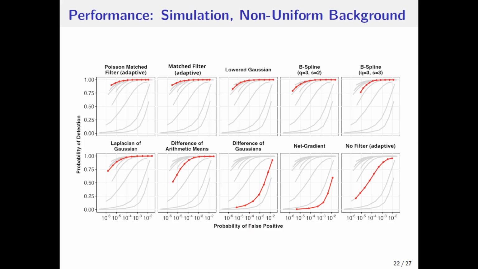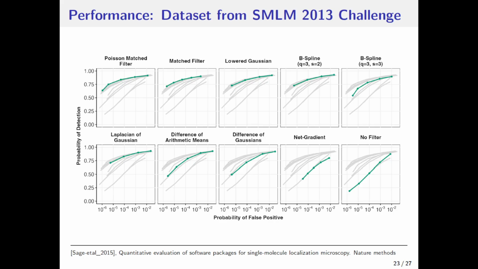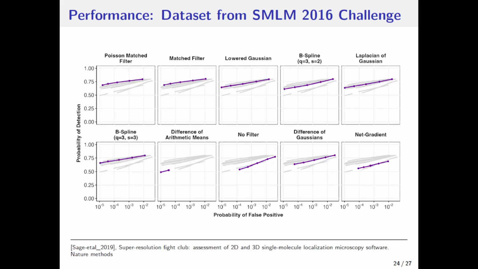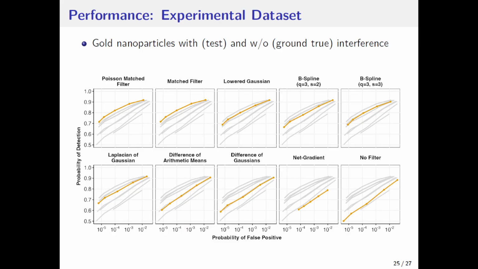A similar conclusion we can find based on our synthetic data with uniform background. Here we use adaptive thresholding operations, so even the filters that do not remove background perform nicely. And very similar results we obtained for publicly available, community-approved data sets that come from the SMLM challenge in 2013 and 2016. The last data we tested were based on our experiment.